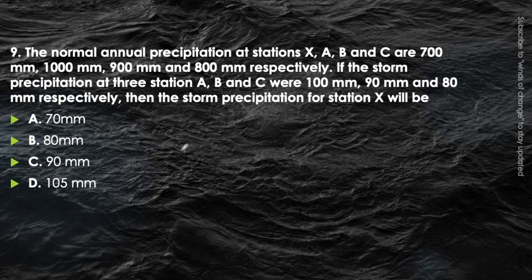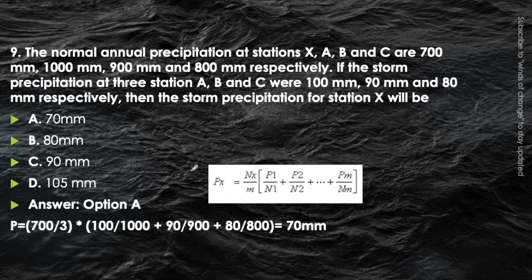This is a simple question related to finding the average precipitation of one of the stations. The formula that will be used here is very important: Px/Nx = (1/m)(P1/N1 + P2/N2 + ... + Pm/Nm). Since normal precipitation as well as the storm precipitation is given for stations A, B, C, we have to find it out for the X station.